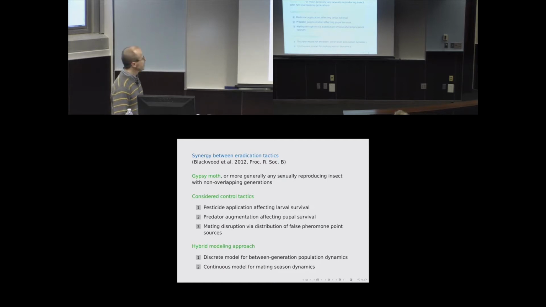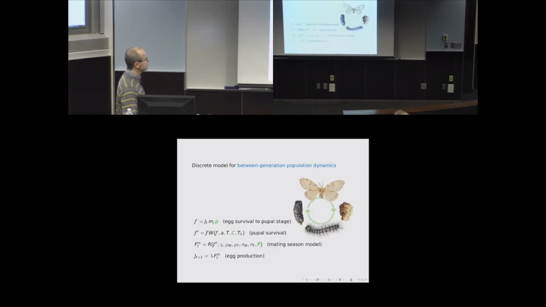To be specific, I will show some modeling which we recently published with Julie Blackwood and other people, which concerns the eradication effort of gypsy moth on the west coast, where the populations are very small, and we consider three control tactics: pesticide application, predator augmentation, and mating disruption. So our model looks like this.